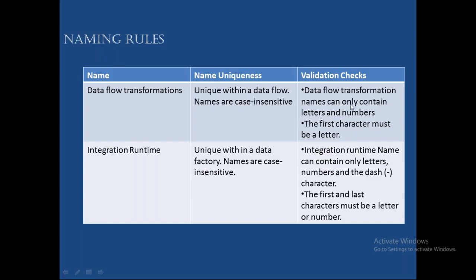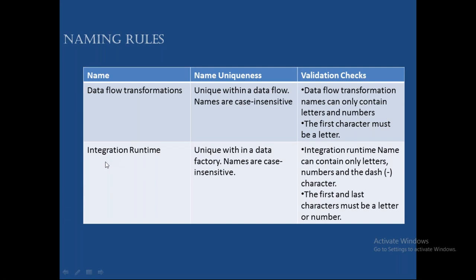Data flow transformation names can only contain letters and numbers. You should not use any special characters. When you give the name for your data flow transformation, it should be formed of letters and numbers, and all transformation names should start with a letter, not a number. The first character must be a letter.